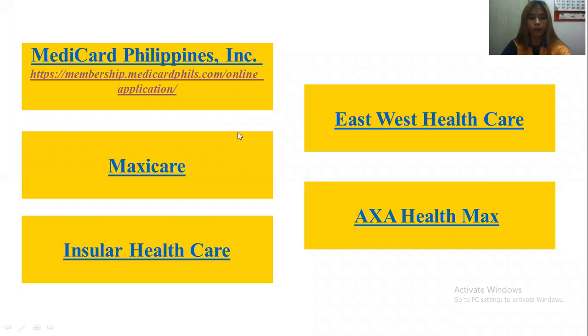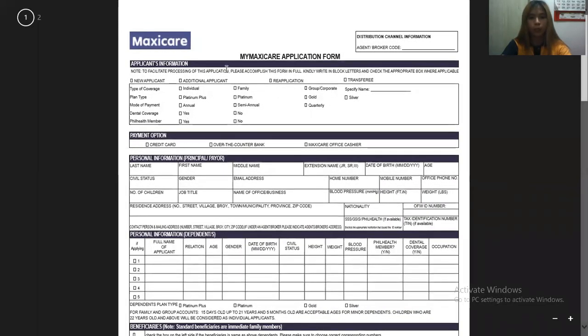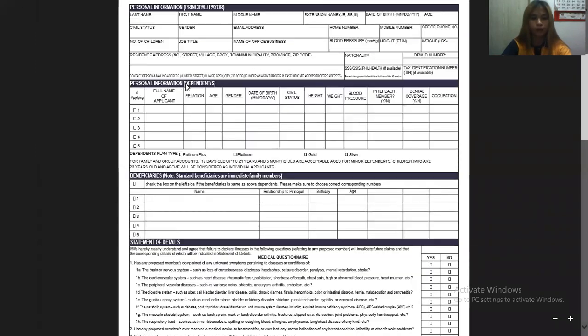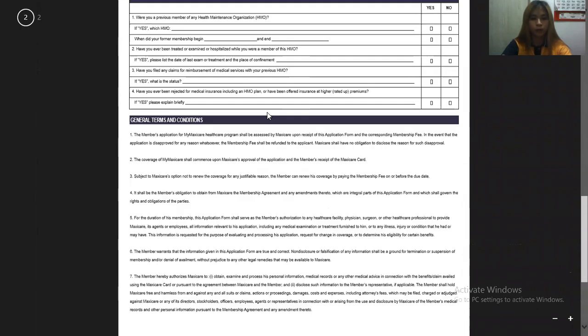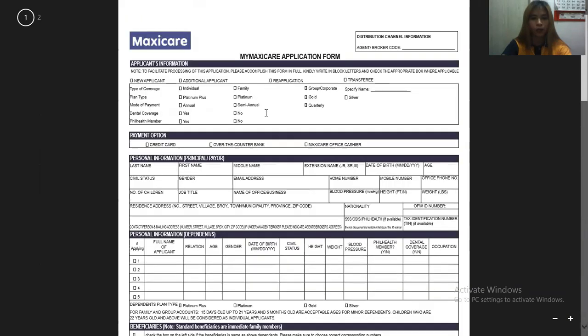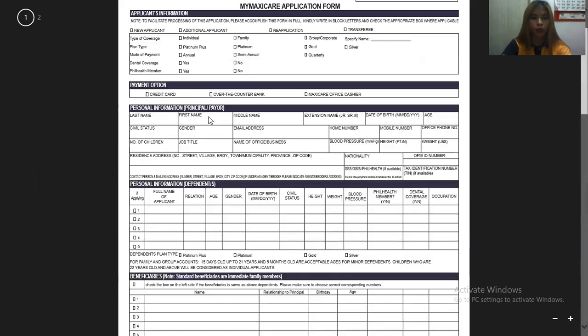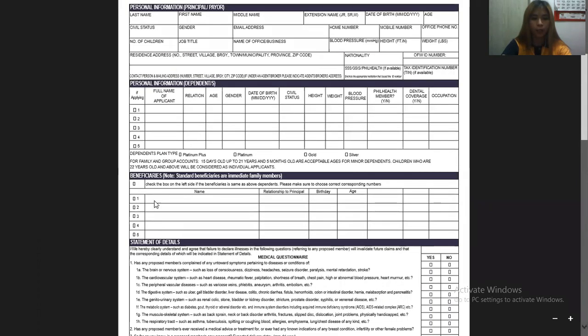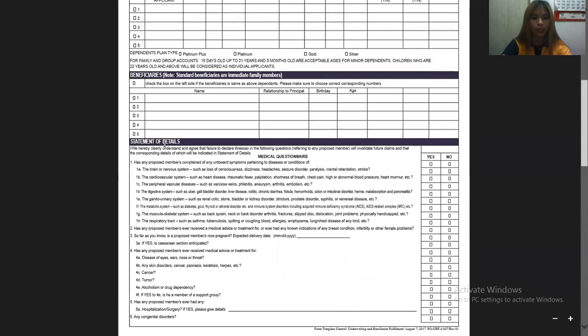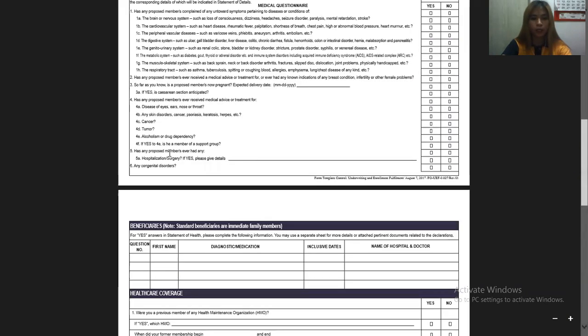So next one, organization here in the Philippines is MaxiCare. This is the application form of MaxiCare. You can see the personal information, payment option, the payer, personal information of the dependents, and the beneficiaries. And also it indicates the statement of the details.